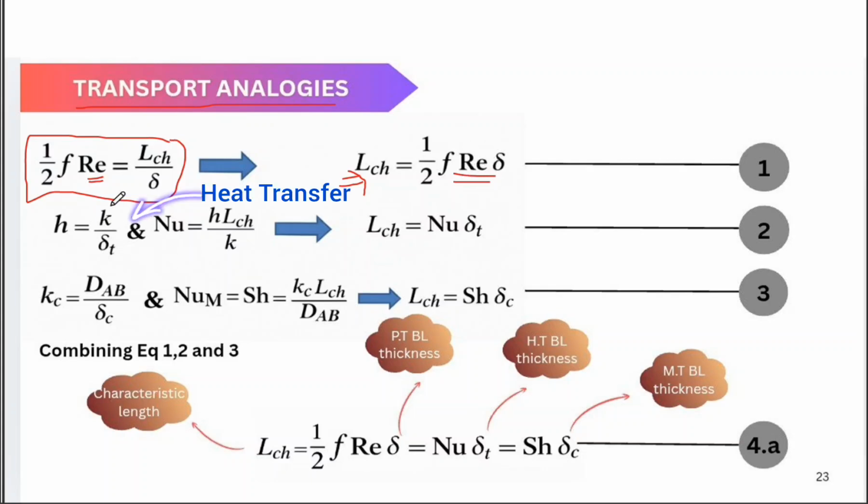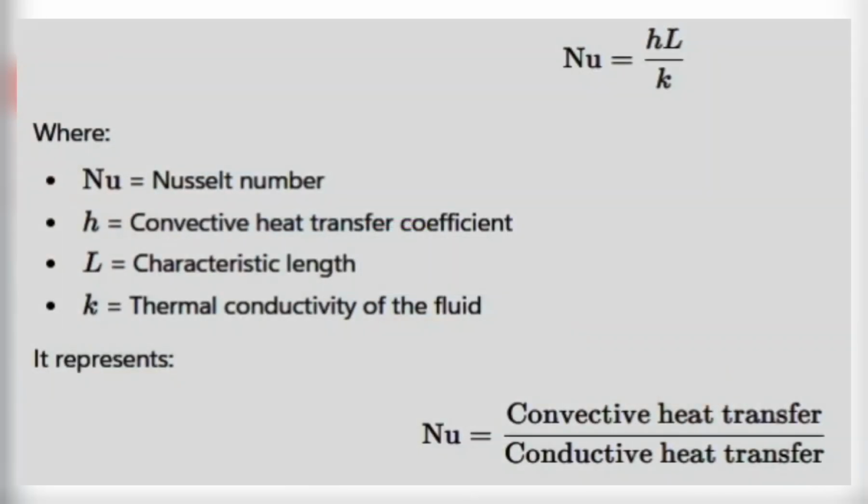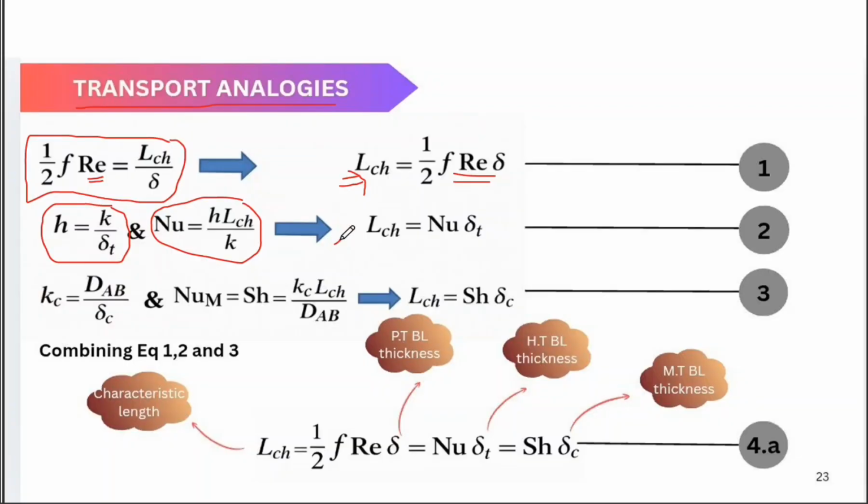Second is heat transfer. H equals K upon delta T and Nu equals H LCH by K, where H is the convective heat transfer coefficient, K is the thermal conductivity of the fluid, delta T is the thermal boundary layer thickness, Nu is the Nusselt number representing the ratio of convective heat transfer to conductive heat transfer. Rearranging them gives LCH equals Nu into delta T. So characteristic length equals Nusselt number times the thermal boundary layer thickness.